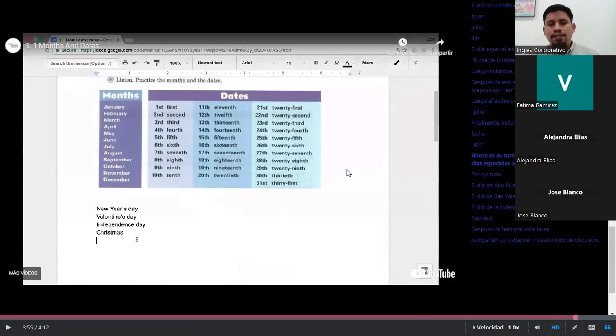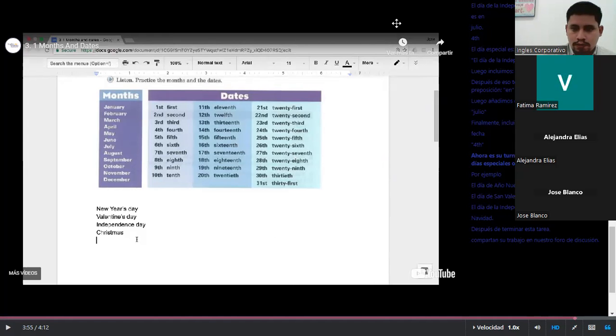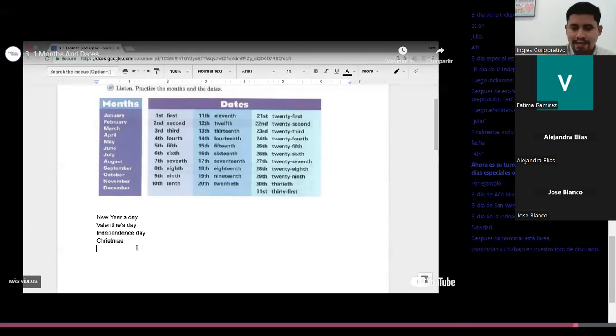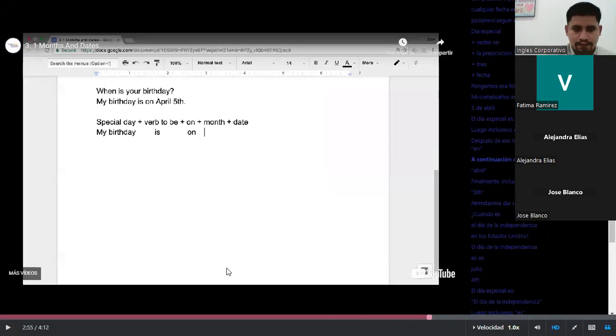Okay, guys, you can see here how we can construct sentences expressing dates, special dates in this case. And the structure and the formula we'll be using is basically the special date plus the verb to be plus the preposition and the dates that we are going to refer to. As you can see here, let me just share this slide again.